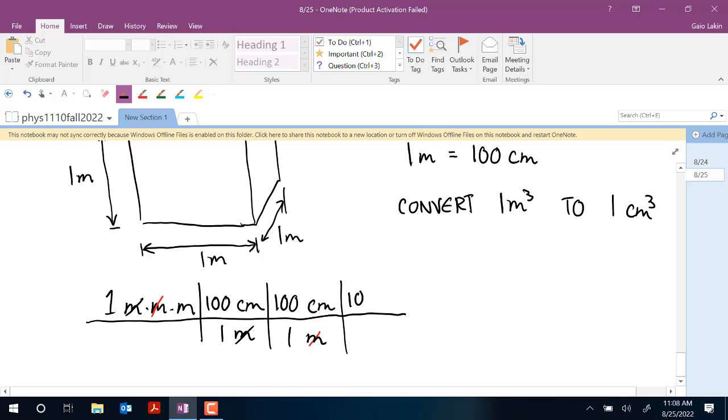Last time, multiply by 100 centimeters over 1 meter. Cancels the third one. You can see that the units we have left are centimeters times centimeters times centimeters. So we're done. Multiply out the numbers and you get 1 million. Also write as 300 centimeters cubed.